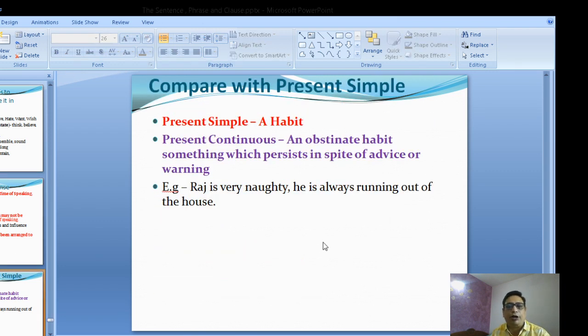Now when we compare present simple tense with present continuous tense, it's a simple thing. Present simple is a habit. Look at the red part. Present simple is a habit, but present continuous may be an obstinate habit, sometimes which persists in spite of advice or warning.